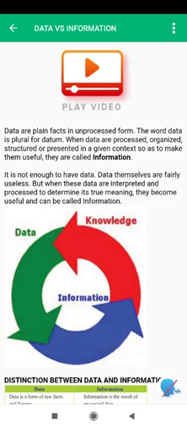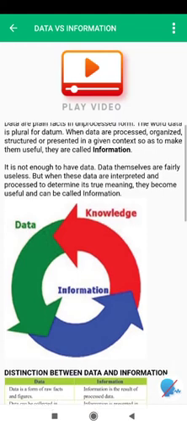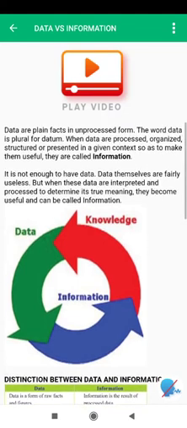Data are plain facts in unprocessed form. The word data is plural for datum. When data are processed, organized, structured, or presented in a given context so as to make them useful, they are called information. It is not enough to have data. Data themselves are fairly useless. But when these data are interpreted and processed to determine their true meaning, they become useful and can become information.